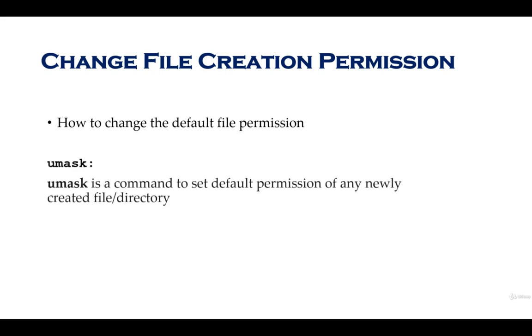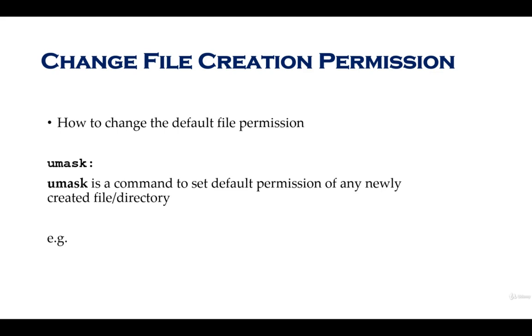Change file creation permission. Now you notice that when you run the command touch or copy or anything like that to create a file, by default it creates certain permissions with that. So this is the lecture where we will learn how to change the default file permission creation. So the command to use is umask. And what does umask do? Umask is a command to set default permissions of any newly created file or directory.